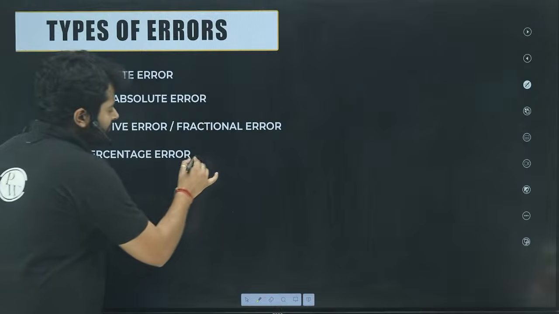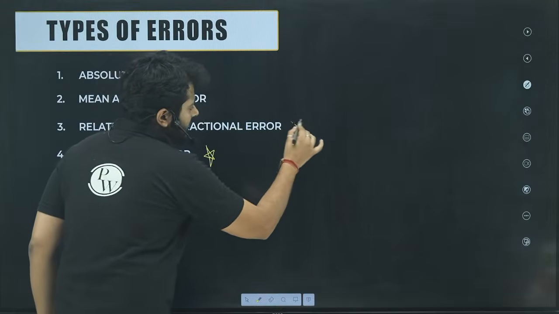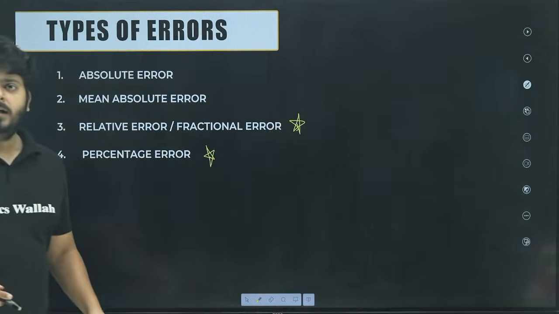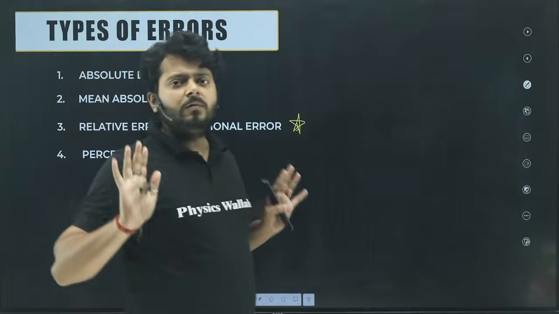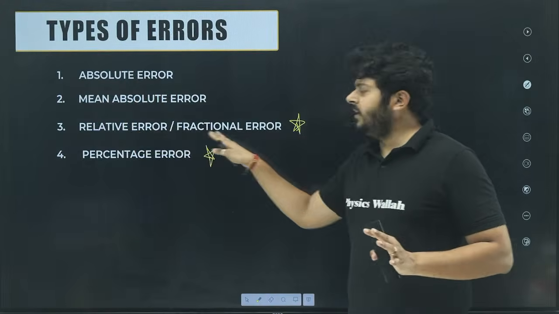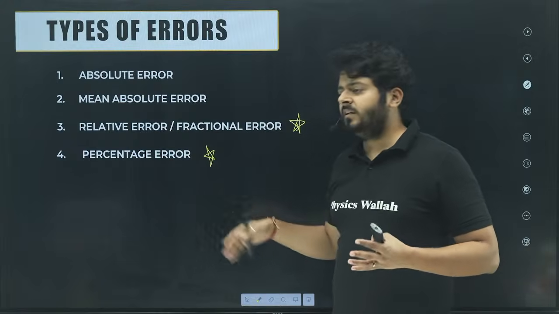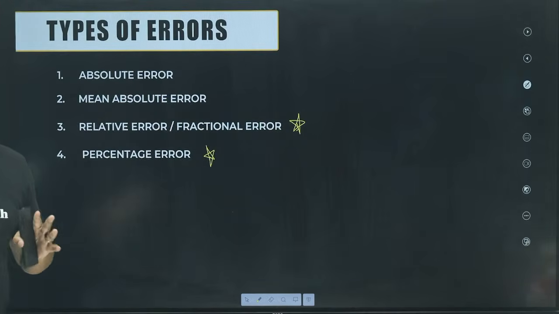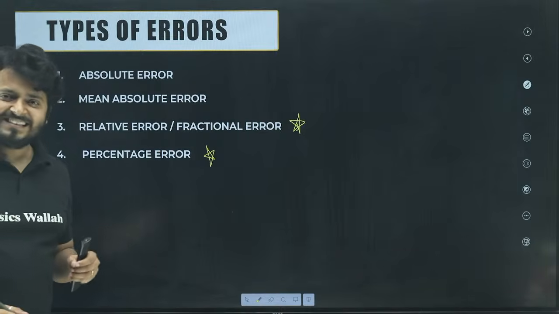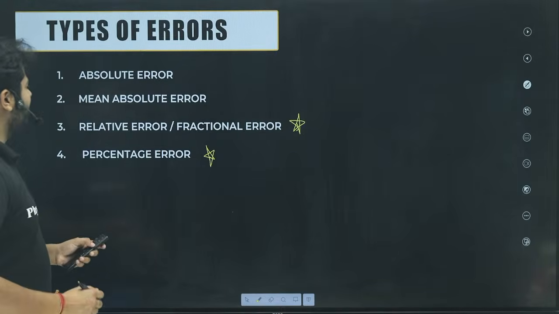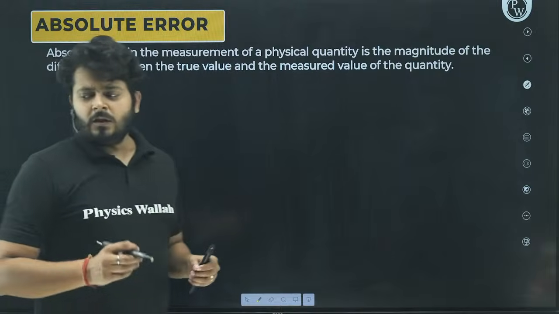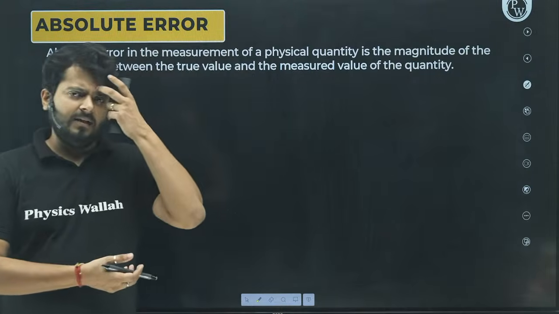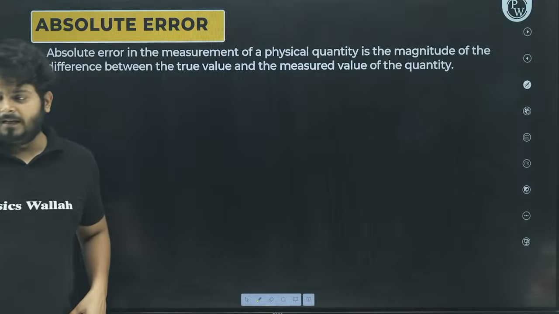Out of them, we will be using relative error and percentage error again and again, right? In all upcoming chapters, you will be using them. You will be using relative error every time. You will be using percentage error every time. So just pay close attention because we are going to understand something very simple and very important, right? So it is the absolute error first. Now understand that absolute error is simply the difference between the true value and the measured value, right?